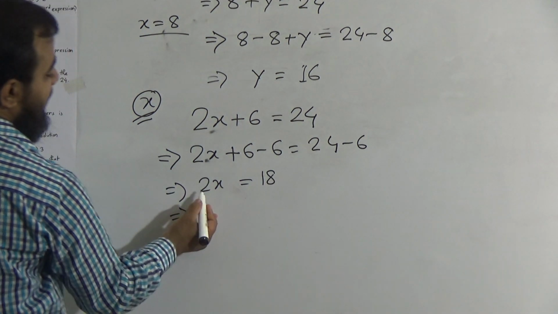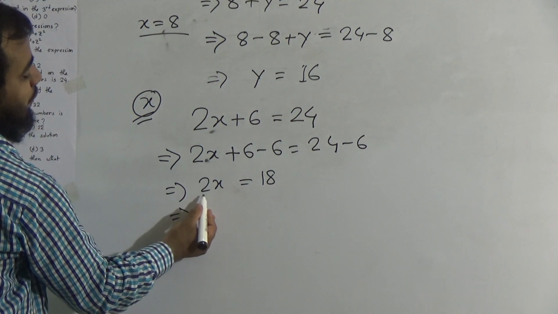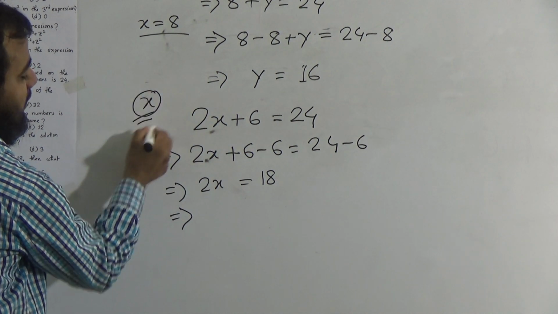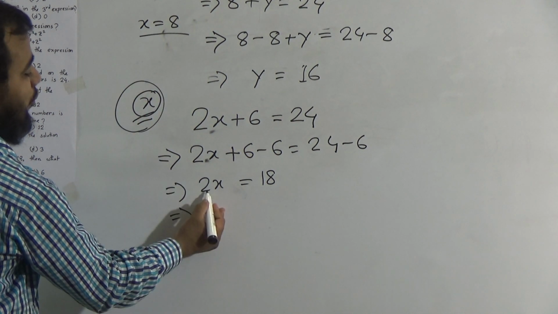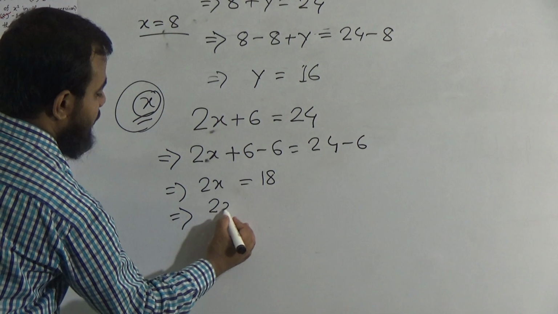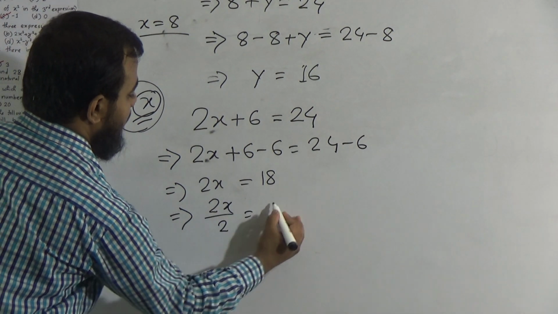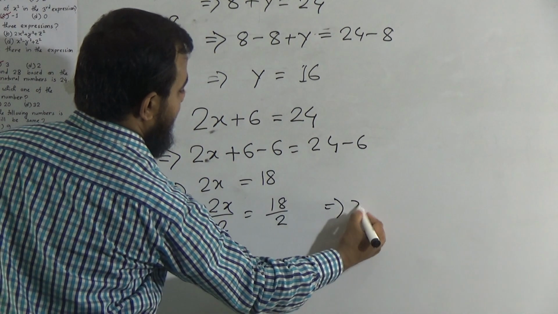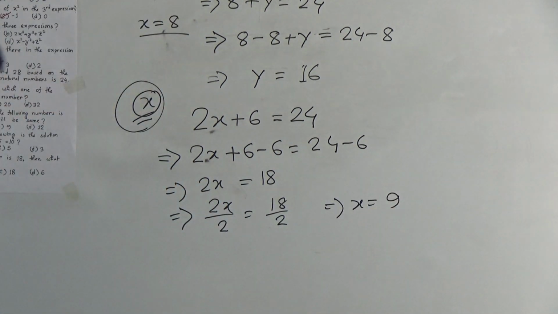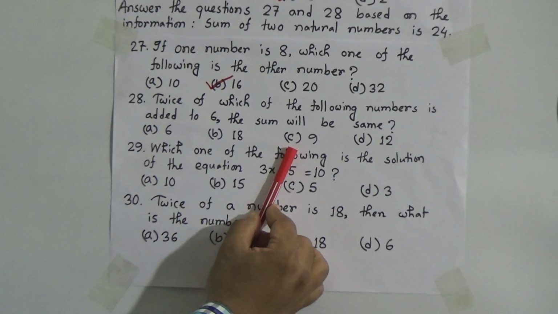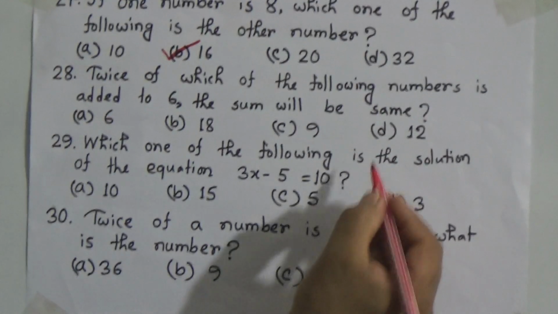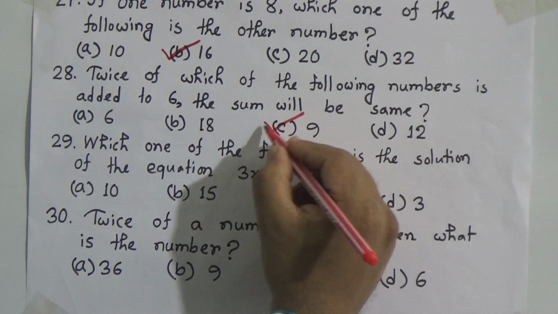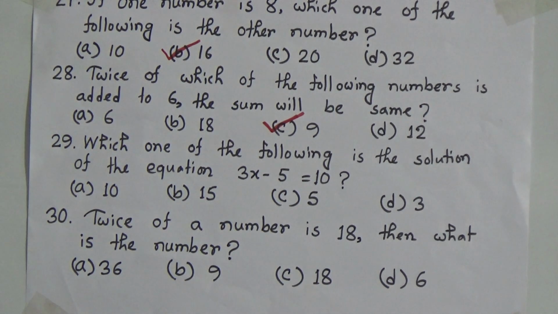Now we have to omit this 2 because we have to find out only the value of x. To omit this 2, we have to divide both sides by 2. Then we will get the value of x. It should be x equal to 9. So our answer will be 9. Now test the options. Option A is 6, option B is 18, option C is 9, option D is 12. Option C will be our answer because option C says it's 9.